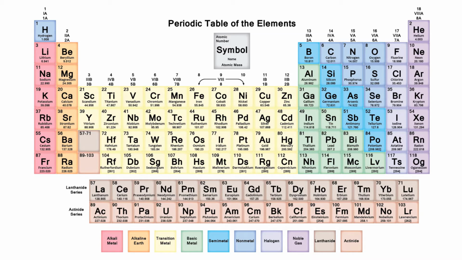Now we will look at the right-hand side of the periodic table. The very last column on the periodic table is called the noble gases. These noble gases are also called inert gases. Elements like helium, neon, argon, krypton, xenon, radon, all these are noble gases. These noble gases are very stable. They don't react. That's why they are also called inert gases.